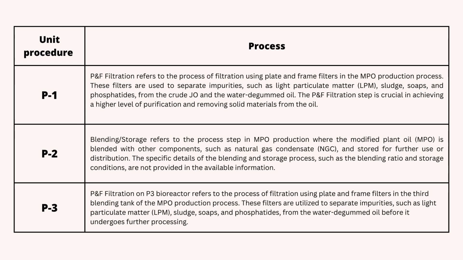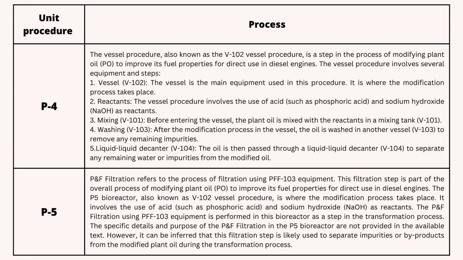The filters are used to separate impurities such as particulate matter, APM, sludge, soap and phosphatides from the crude JO and the water decanted oil. For the blending or storage, this refers to the process step in MPO production where the modified plant oil MPO is blended with other components such as natural gas condensate NGC and stored for further use or distribution.